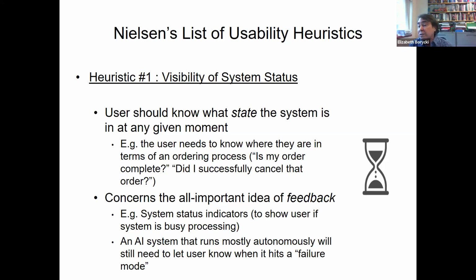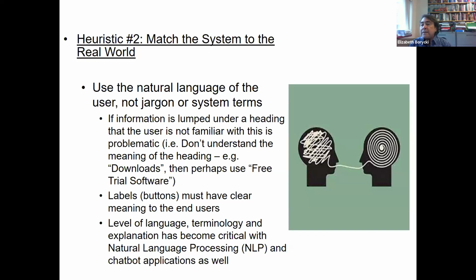And I thought about this now in terms of AI. Not all applications need to be aware of what's going on all the time, but even AI systems that run mostly autonomously will still need to let the user know if they hit, for example, a failure mode. So again, I'm looking at the original heuristics in the context of other systems as well as conventional ones, but visibility of system status, very important, common sense.